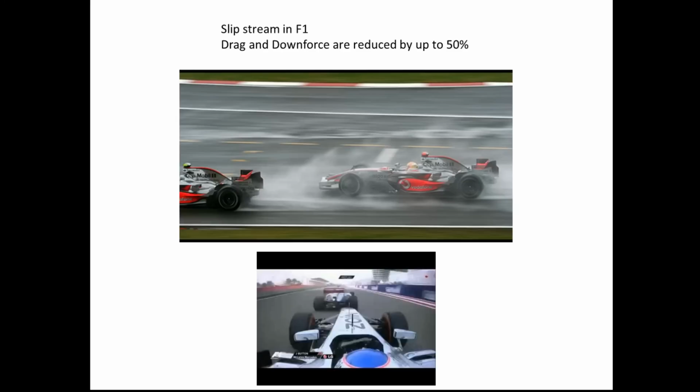Why do we follow closely a car? The effect of following the car is to reduce the drag and downforce on your own car. It's pretty simple to understand, but it's pretty significant. The drag and downforce can be reduced by up to 50% if you follow the car very closely. And you can see on this picture the mechanism. Obviously, the wake of the first car is significant and is affecting the speed and the velocity of the air that's going to hit the second car.